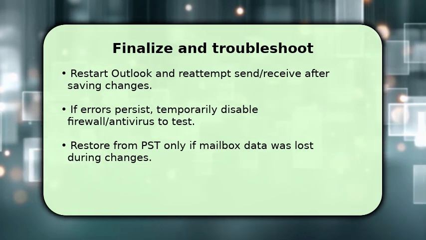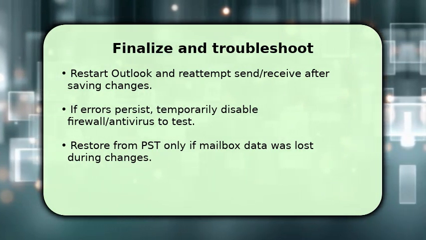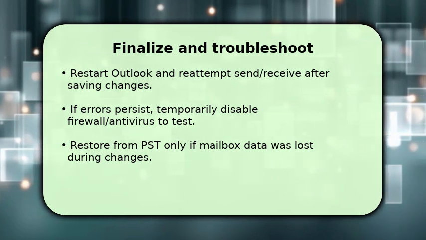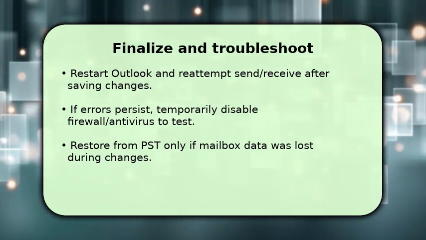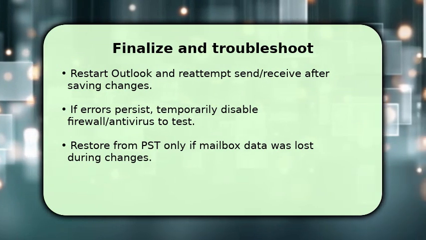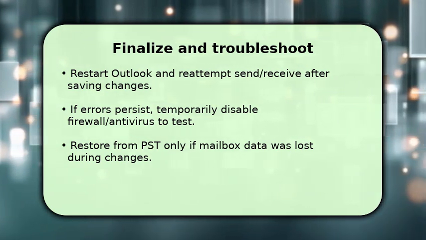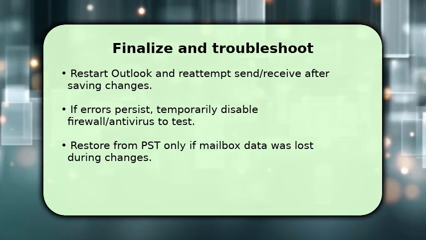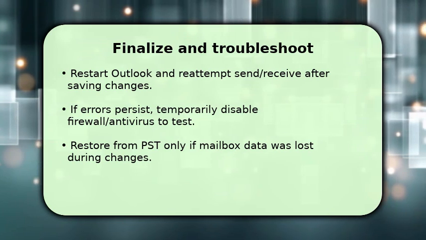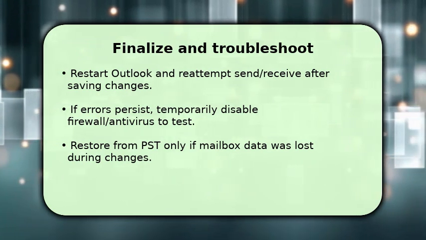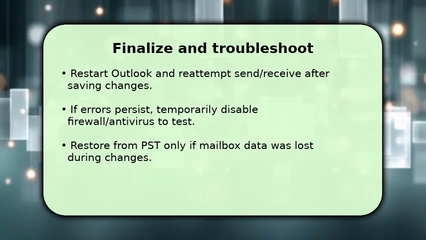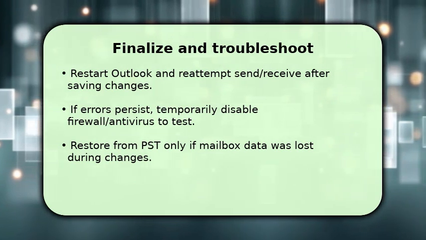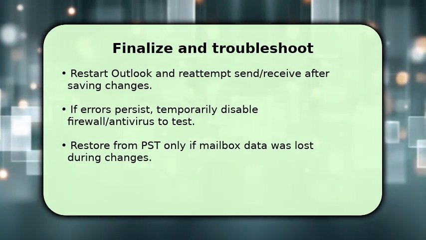If messages fail, check the error text. Authentication issues mean wrong password or app-specific password, server errors mean wrong host/port, and certificate warnings indicate encryption mismatch. One key troubleshooting tip: temporarily disable firewall or antivirus to rule out blocking, then re-enable and add Outlook to allowed apps. If mailbox items disappeared, import your backup PST to restore mail.